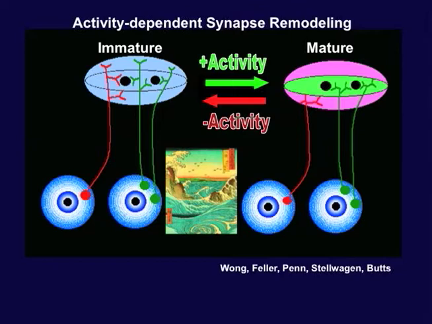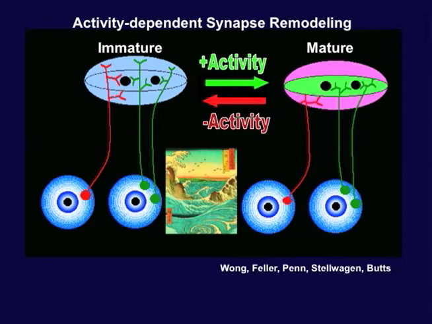Now we also know that this remodeling process requires neural activity. And these were experiments that were done many years ago by many, many members of my lab. And I'm happy to say actually that all of these wonderful postdocs and students who contributed to these experiments now have their own labs. They've grown up and actually, let's see, almost all of them, not quite, have tenure, so that's good.